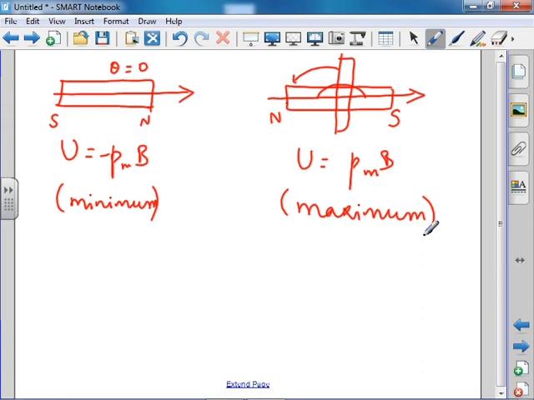The similar thing you can observe in electrostatics also. If the dipole is aligned parallel to the field, then the potential energy is minimum, and when it is aligned anti-parallel to the field, then the potential energy is maximum. Similar result we got in magnetism also.